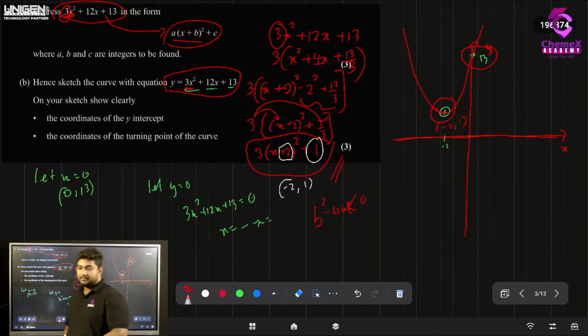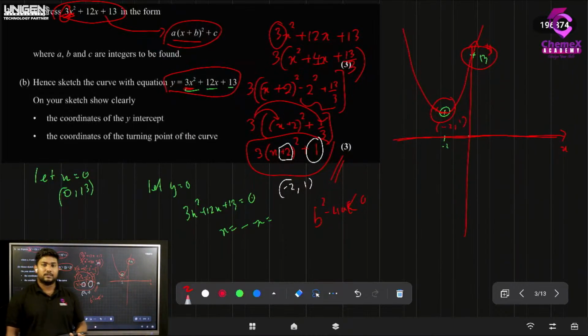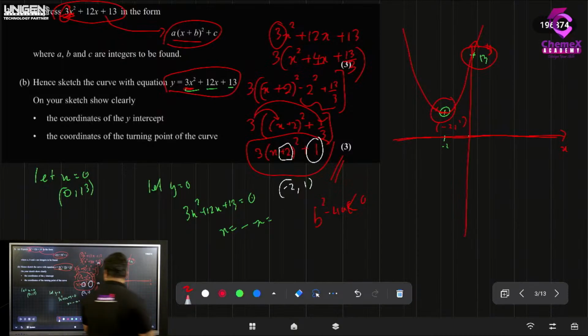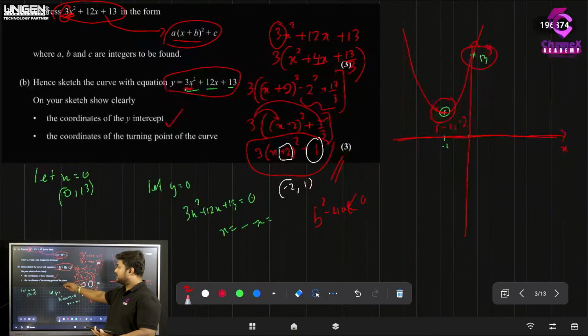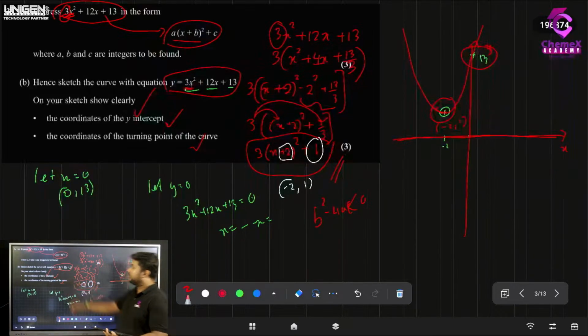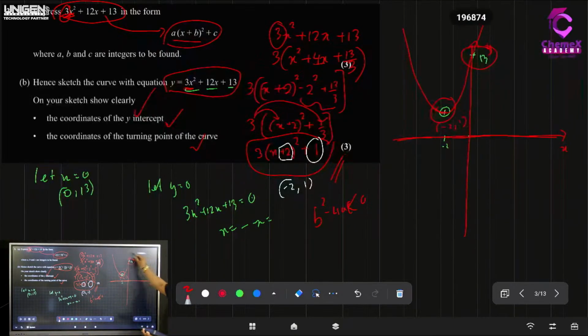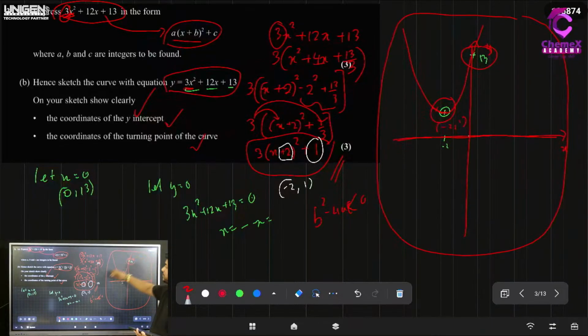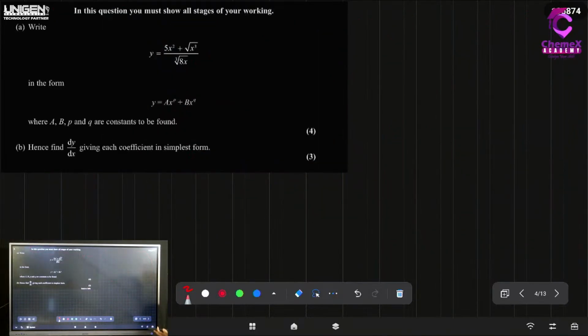Any doubts? Aman, Nidushan, do you have any doubts? No, sir. Okay. So that's it with that. So you have to just show the y-axis cutting, the coordinate of the turning point, and you sketched it. You get full marks if you just draw this part. But to do it, you have to do the working and get it. Okay, let's go on to the next question, which is the fourth.